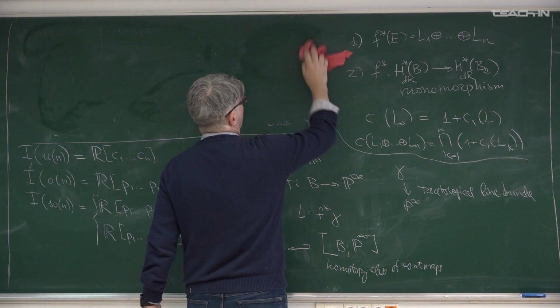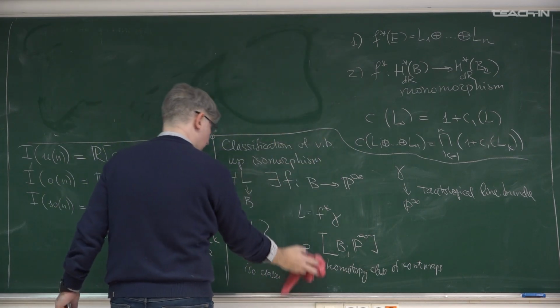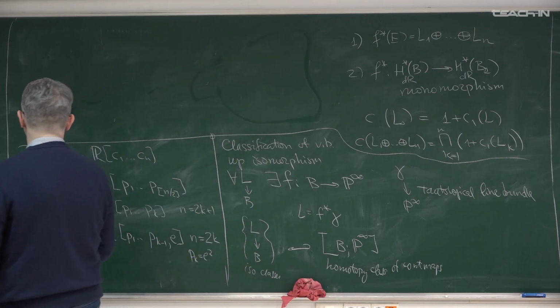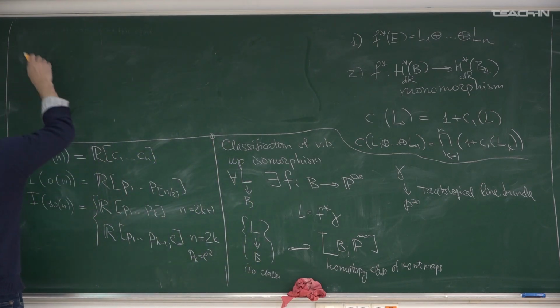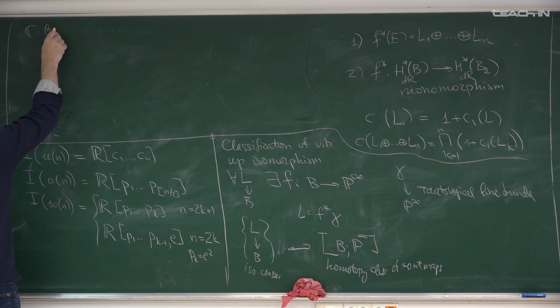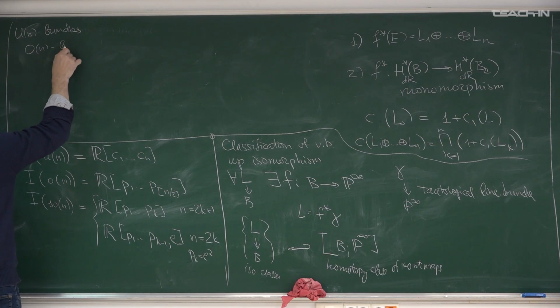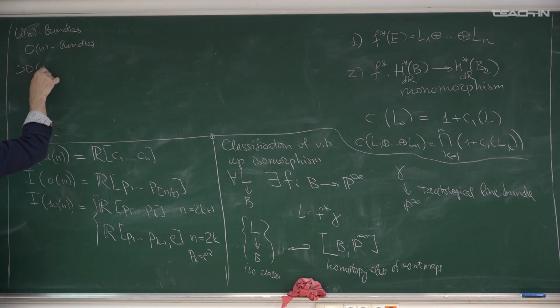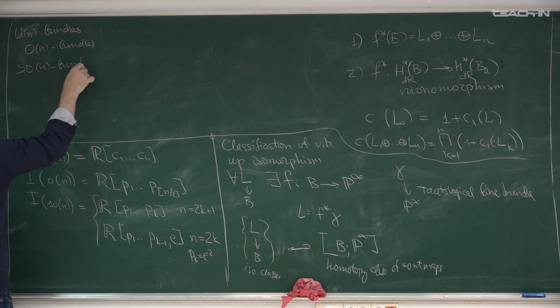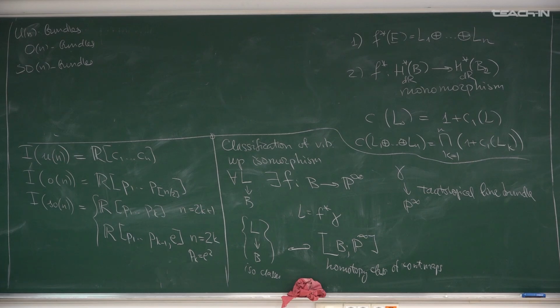Now I will give you the general type. There are 3 types of classification theorem: for C bundles, or U(n) bundles to be accurate, for real bundles, and for real and oriented bundles. Then in these 3 cases we have a specific space.